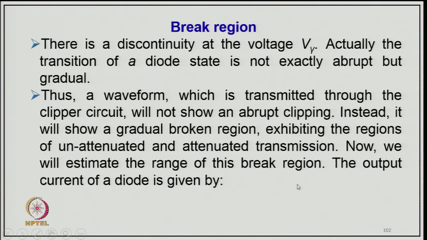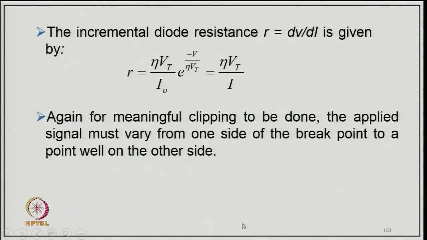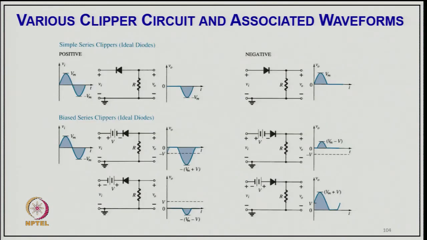The output current of the diode is given by I equals I0 e to the power V upon N Vt, and you can say the incremental diode resistance is R equals dV upon dI, which is given by R equals N Vt upon I0 e to the power minus V upon N Vt, or it can be approximated as N Vt upon I. So, again for meaningful clipping to be done, the applied signal must vary from one side of the break point to the other side.